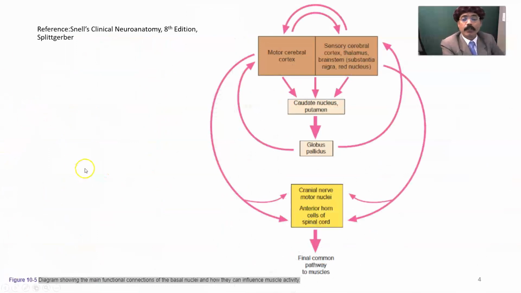So this is a diagram that shows the main functional connections of the basal nuclei, how they influence muscle activity. Motor cerebral cortex, sensory cerebral cortex, thalamus, brainstem, substantia nigra, which is part of the midbrain, and red nucleus, which is also present in the brainstem. They put input on the caudate nucleus and putamen that goes to the globus pallidus. From there, they come back again to the motor cortex and sensory cortex. Or from the motor cortex, something goes to the cranial nerve motor nuclei and anterior horn cells of the spinal cord. So this way it works.